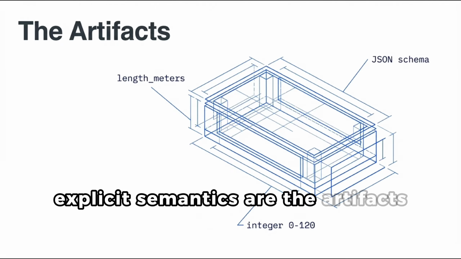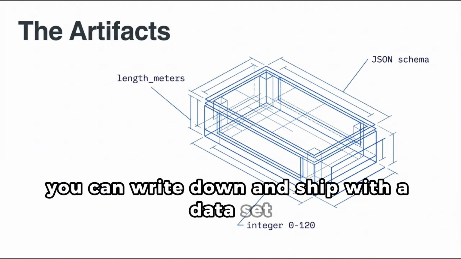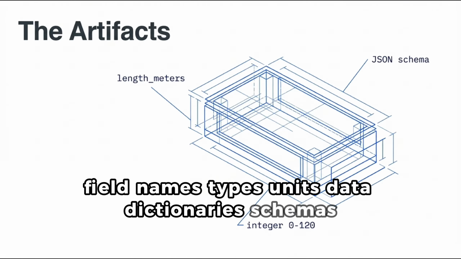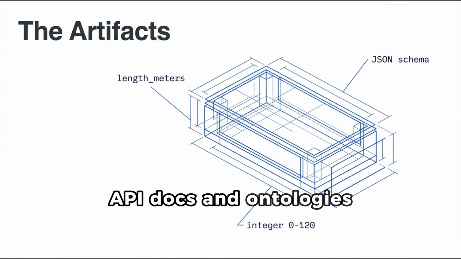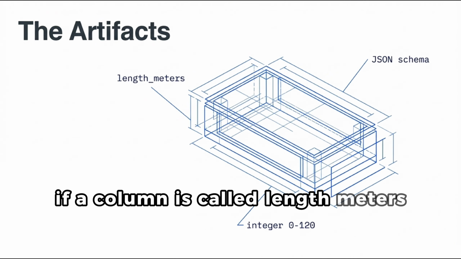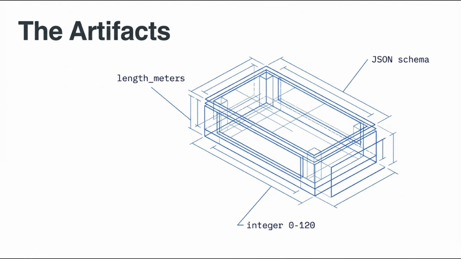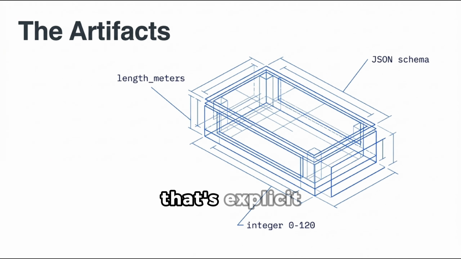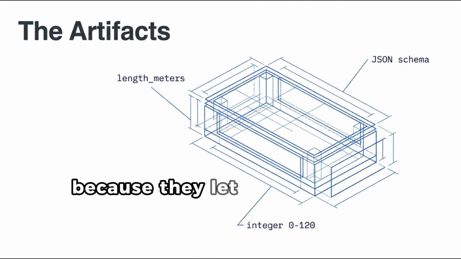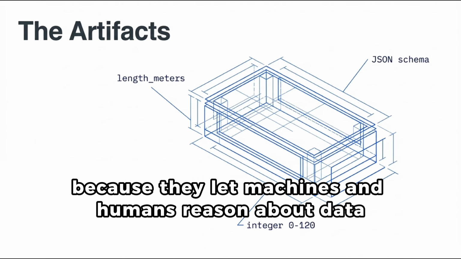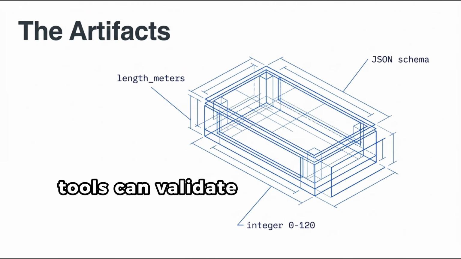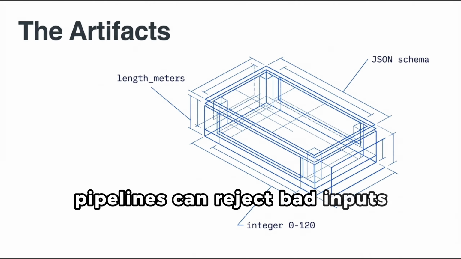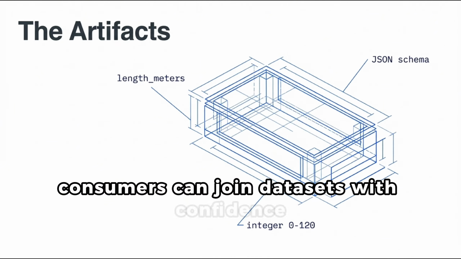Explicit semantics are the artifacts you can write down and ship with a dataset: field names, types, units, data dictionaries, schemas, API docs, and ontologies. If a column is called length meters, that's an explicit promise. If a JSON schema says a field is an integer between 0 and 120, that's explicit. These are powerful because they let machines and humans reason about data automatically. Tools can validate, type check, and convert. Pipelines can reject bad inputs. Consumers can join datasets with confidence.